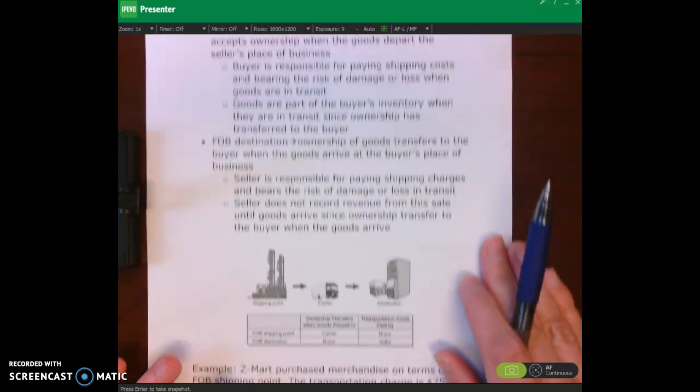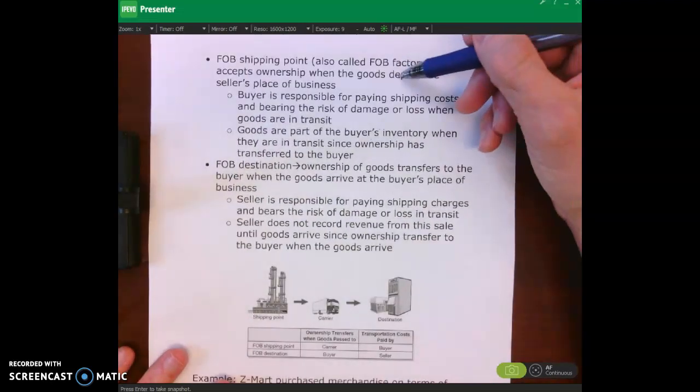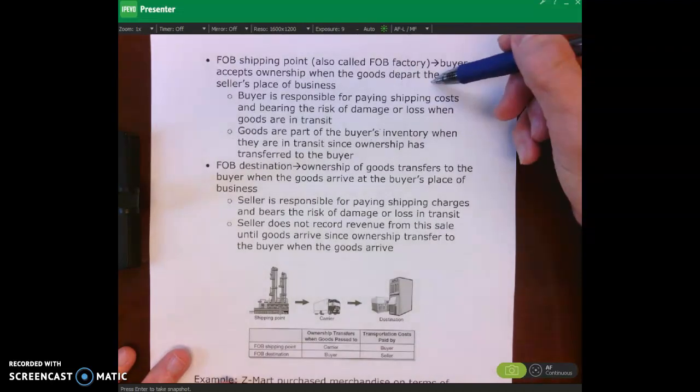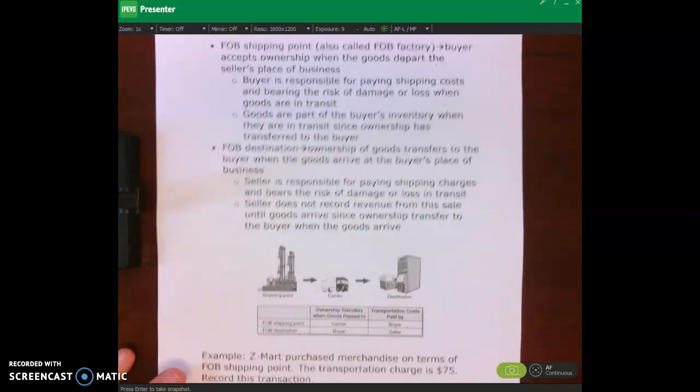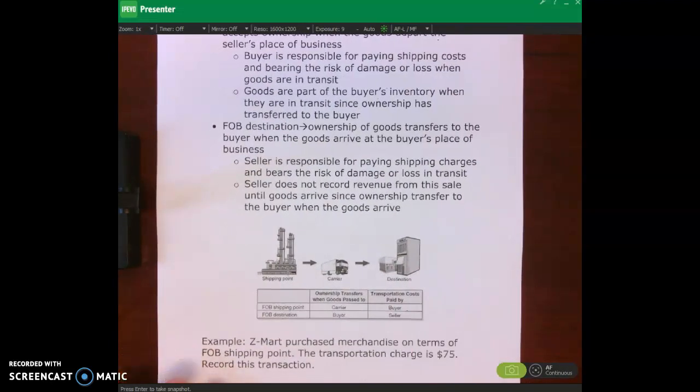So if you look over here at this example, Zmart purchased merchandise on terms of FOB shipping point. That means the buyer accepts ownership when the goods depart, and it also means that Zmart, because we're the purchaser, we're the buyer, we are going to pay those shipping costs.